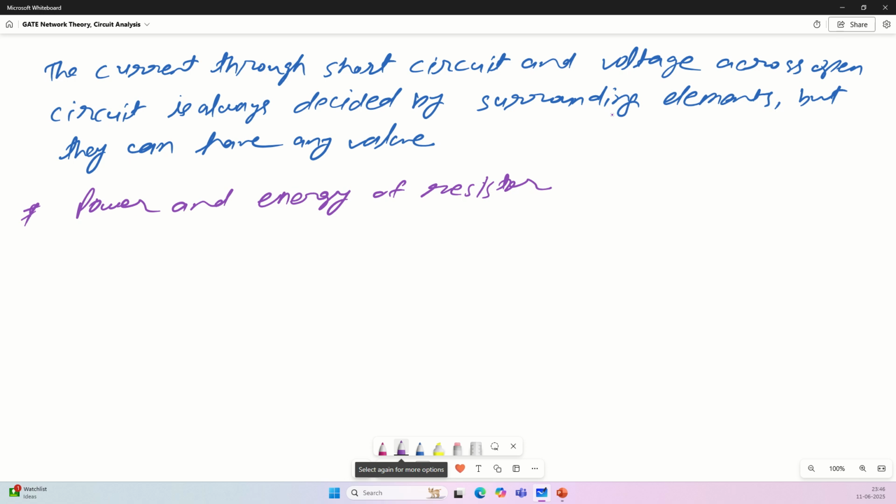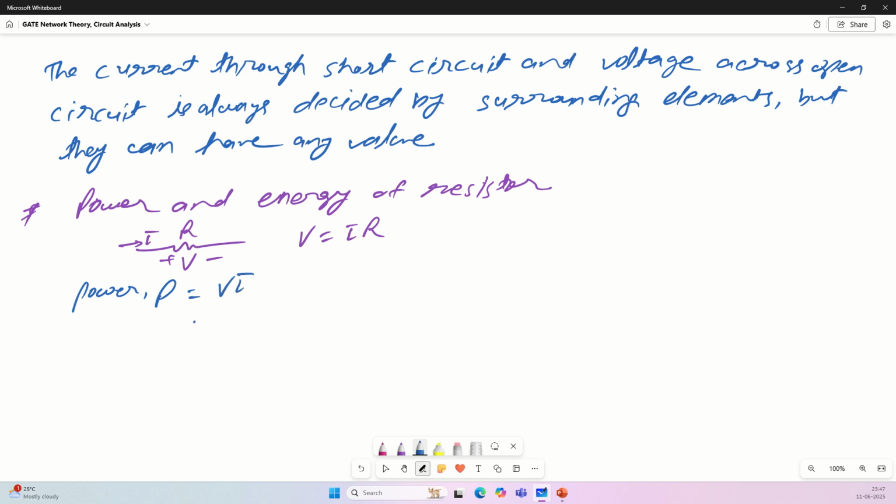So what is that? Let us say we have a resistor element and the current flowing through it is, let's say, I. The voltage across this particular resistive element is V. So you already know V is nothing but I into R, and I can write down my power P is equal to V into I, which can also be I square into R, which can also be V square by R.